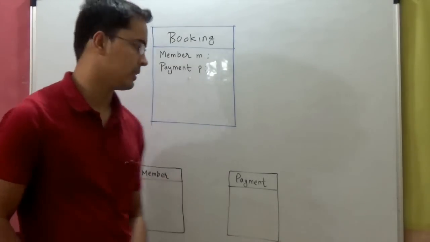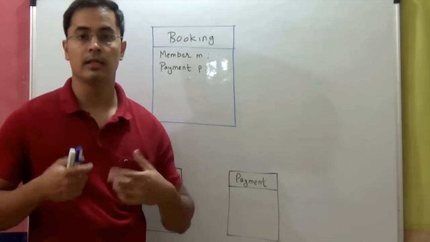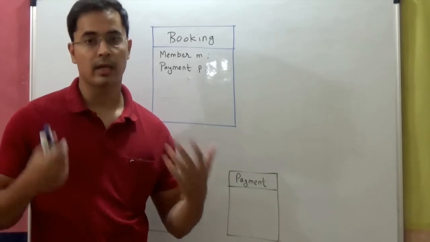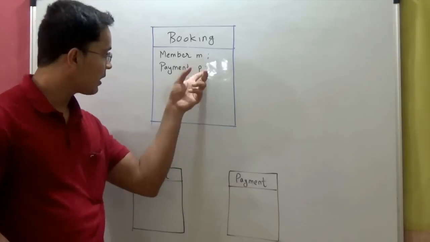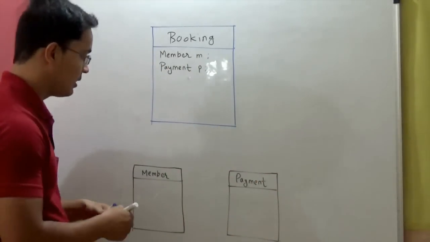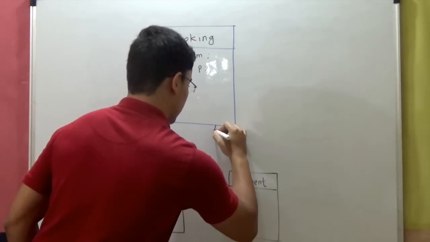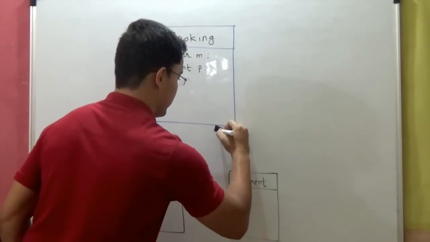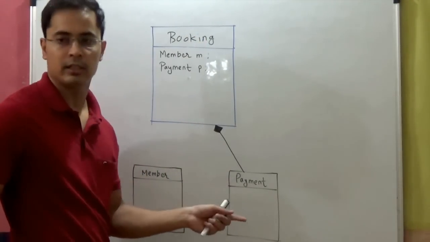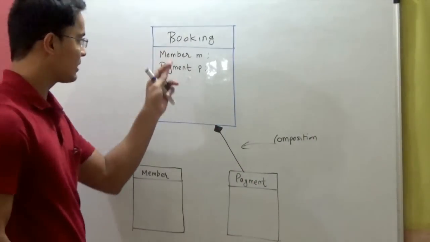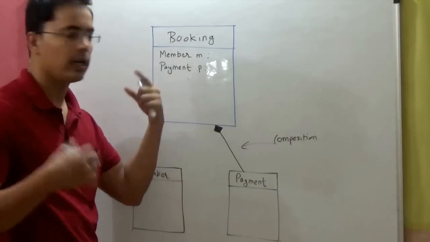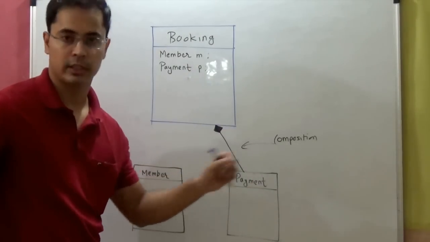But there is a slight difference. We delete this booking instance. Whatever booking object we had created, we delete that booking instance. With that, the contained payment object will also be deleted because it is a composition relationship. So there is this filled diamond. Booking and Payment have a composition relationship because Booking has a Payment, but when you delete the Booking, the Payment instance will also be deleted with it. So it is a composition.